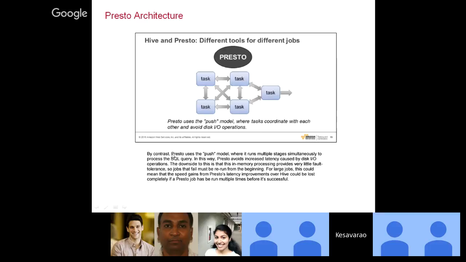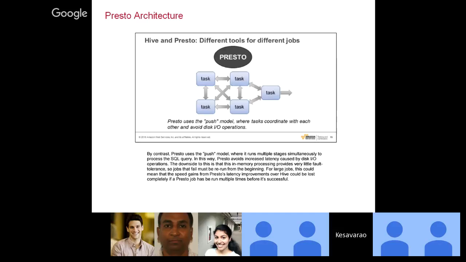Basically, the explanation is also given here. If you want to read it out quickly once, it uses the push model where it runs multiple stages simultaneously to process the SQL query. In this way, Presto avoids increased latency caused by disk IO operations. The downside is, yes, that is in-memory processing. That's correct. Presto is in-memory processing, so your fault tolerance is very little.